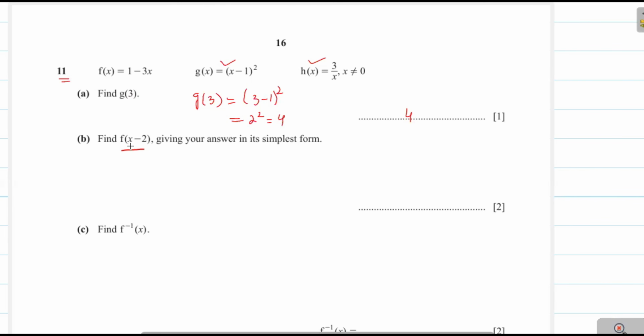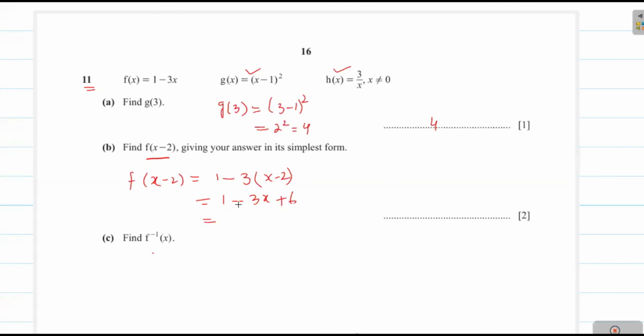Next is f of x minus 2. Therefore, f of x minus 2 will be equal to 1 minus 3x, since f of x is 1 minus 3x. We write x minus 2 in place of x. And when we simplify it, we get 1 minus 3x plus 6. And this will be equal to.